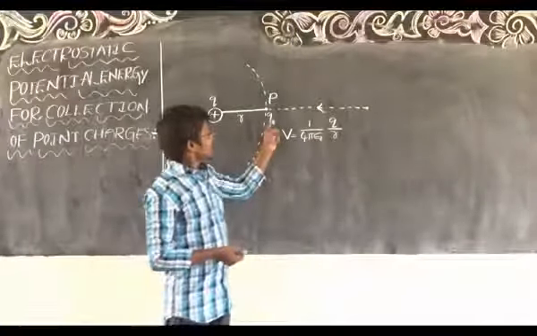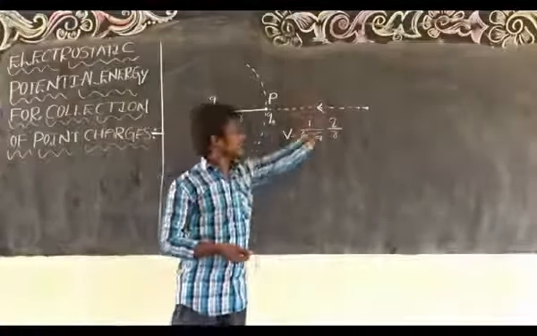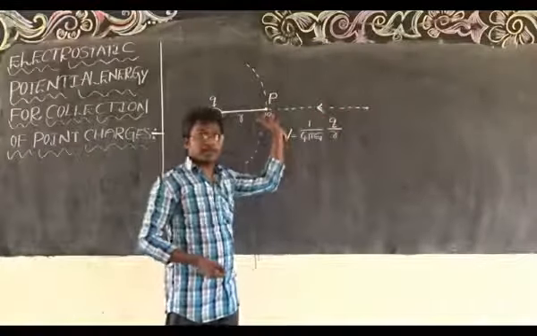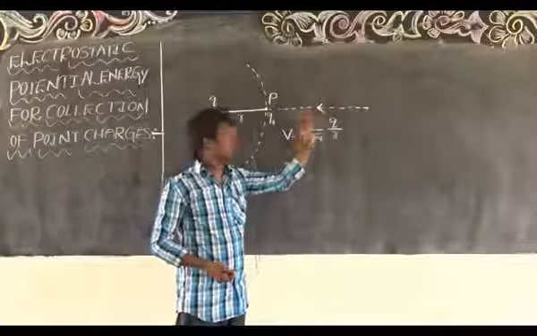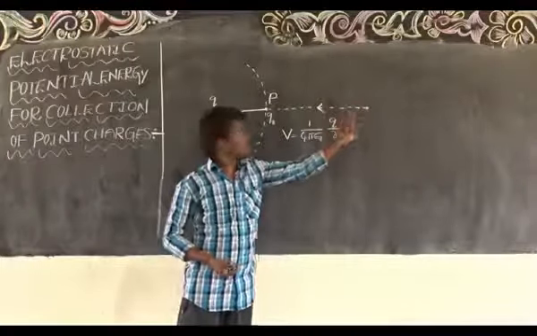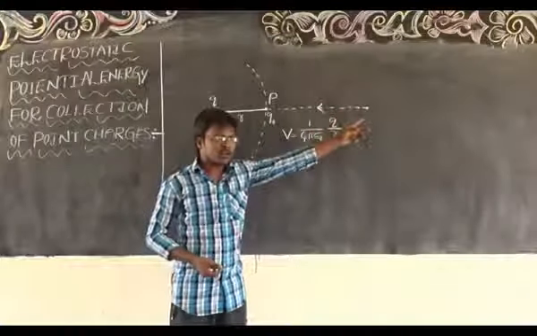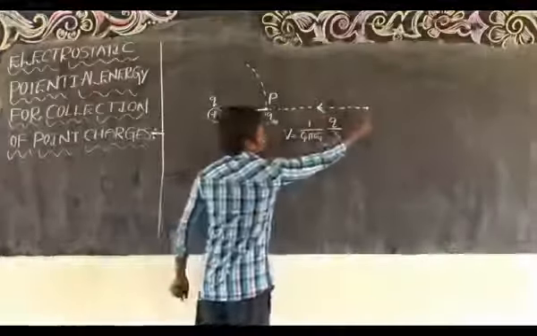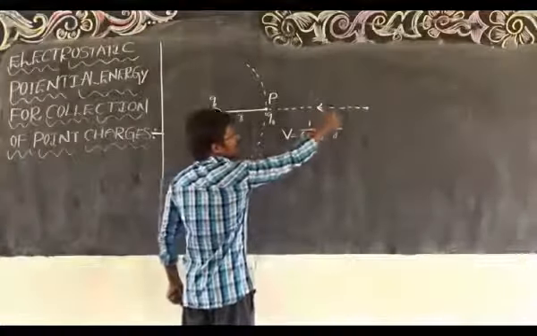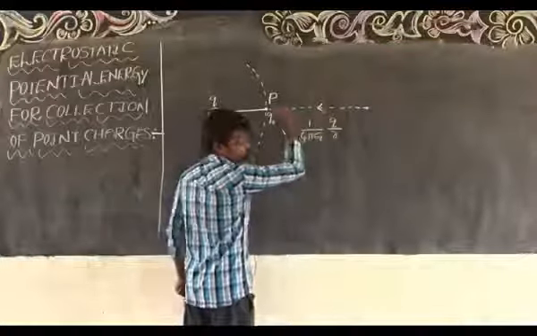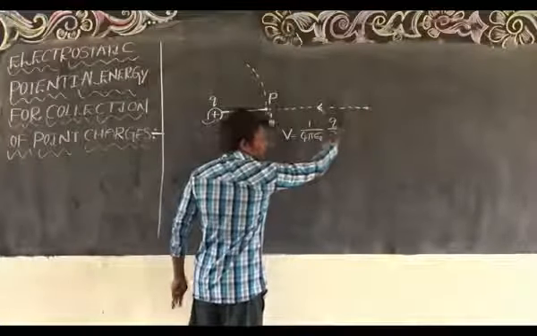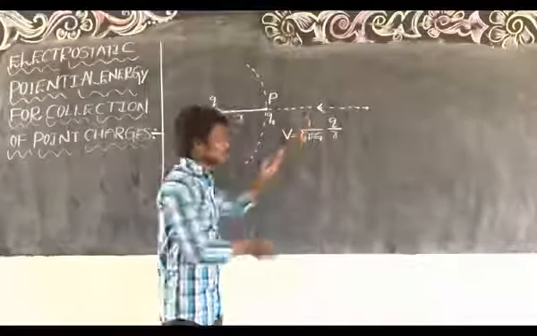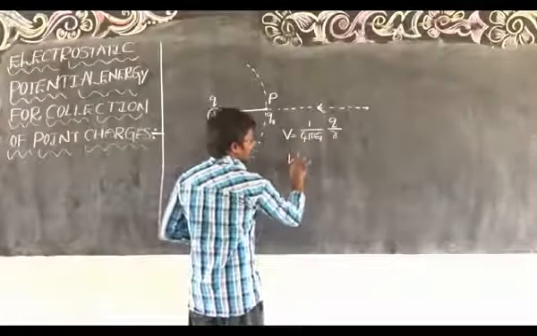Now, this test charge is coming from where to where? From infinity to point P. Actually, it is coming from R to P, but R is where we placed at infinite distance. So the test charge is coming from infinity to point P, which means some work is done. So here, work done is equal to.